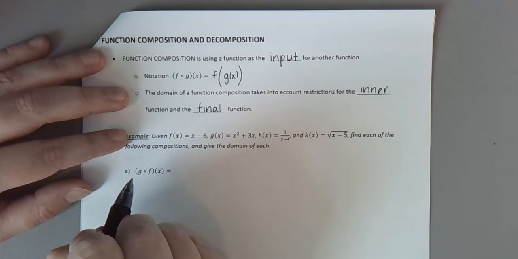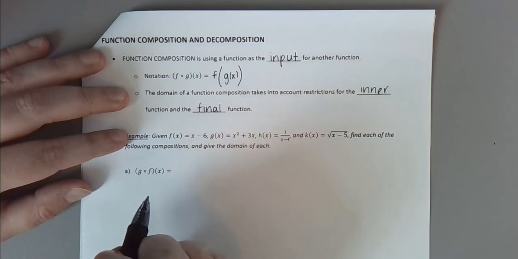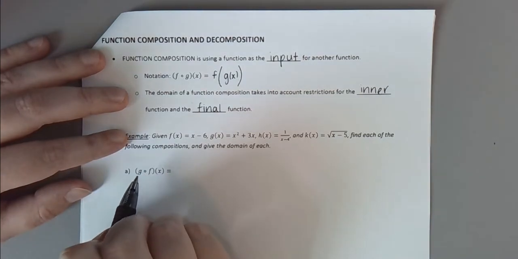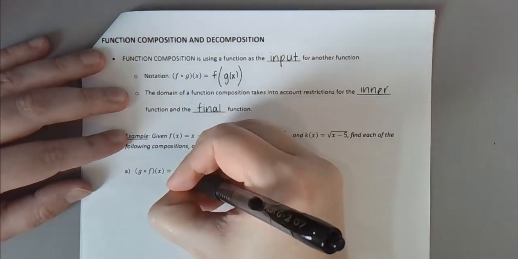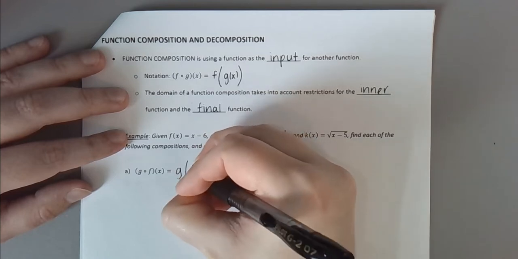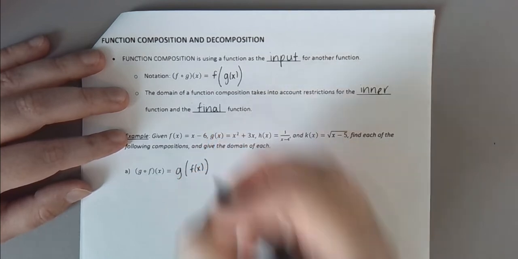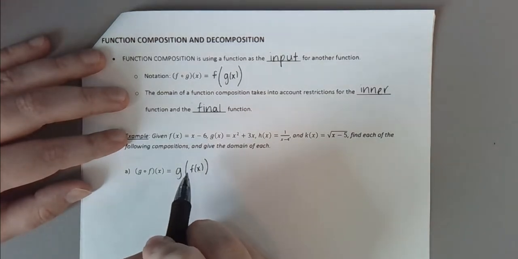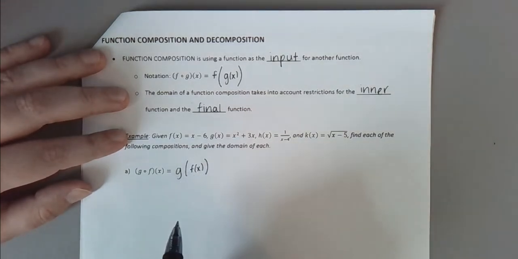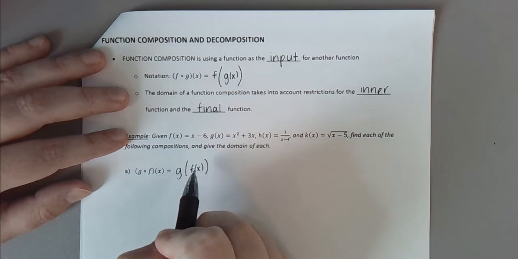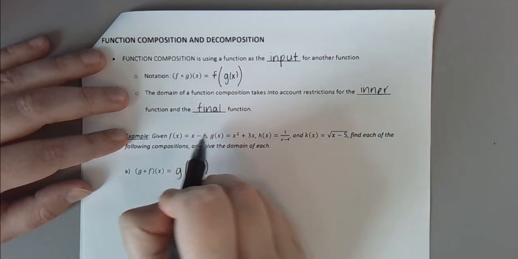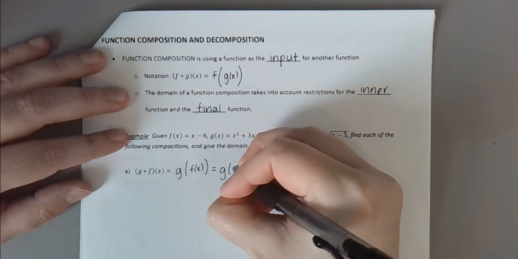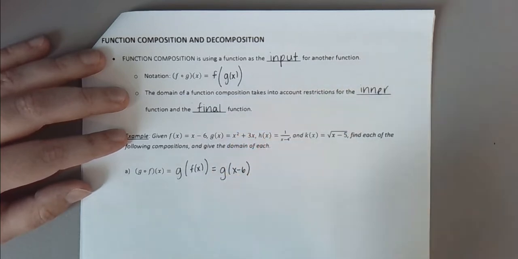So the first composition we want to do is g composed with f, in that order. Now keep in mind, this is not the same thing as the composition above because the order does matter. This would be the function g with the function f of x as its input. So we always start on the inside. Order of operations says start inside, work your way out. So f of x is now going to be our input. We're going to replace it with the expression for f of x. So that's going to be g of x minus 6.